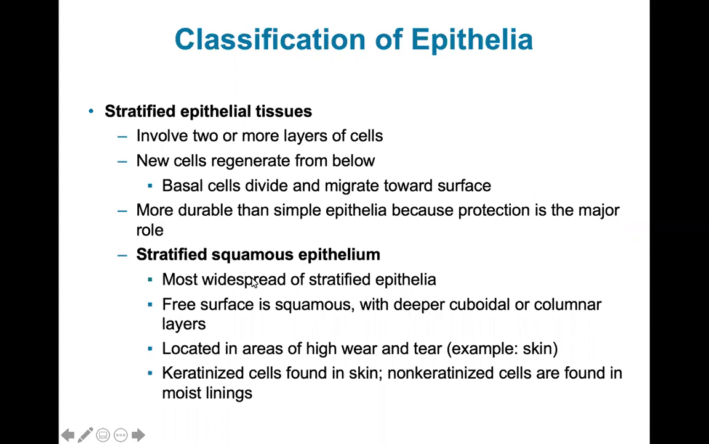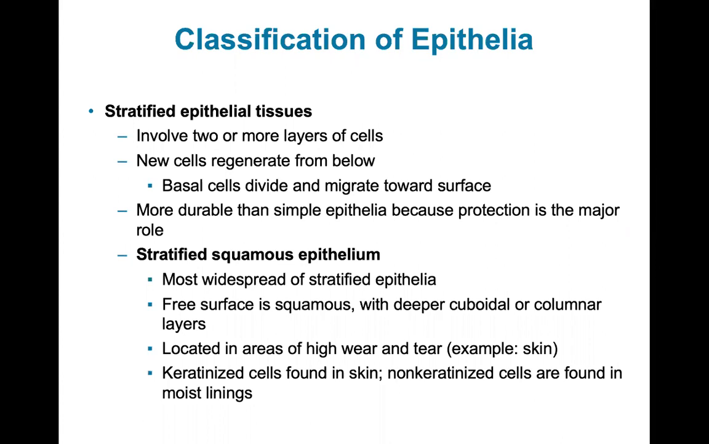This is the most widespread of the stratified epithelia. The free surface is squamous, typically, with deeper cuboidal or columnar layers. So as you get to the basal layer, you're going to see more healthier, hardier looking cells, but as you get to the apical surface, you'll start to see these flatten out. And you'll definitely see this when we talk about the skin. With our next chapter, when you look at the skin, you'll see those outer layers are not even really cells anymore. They're essentially just membrane sacs that have been filled with a protein called keratin.